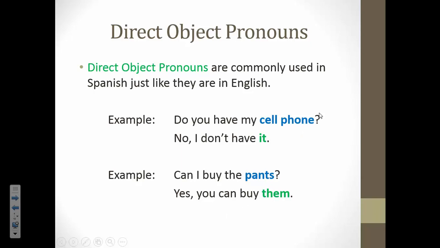So what we have here is cell phone is the direct object in this sentence, and we've replaced it with a pronoun. Instead of saying, no, I don't have my cell phone, you just say, no, I don't have it. Okay? Can I buy the pants? Pants is the direct object, and here we've chosen a pronoun to replace the word pants. Yes, you can buy them.